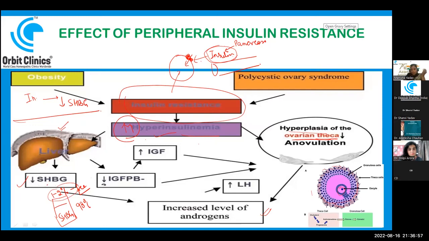So what is going on? Because of excessive insulin, the liver starts decreasing sex hormone binding globulin. So what will be the effect? If the sex hormone binding globulin gets decreased, the amount of free androgen will, what will happen? Either increase or decrease.